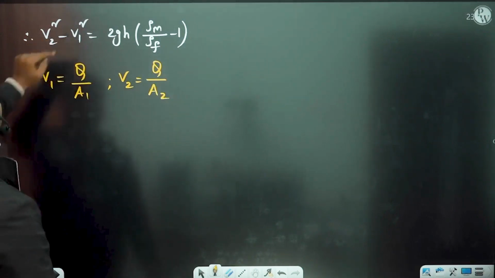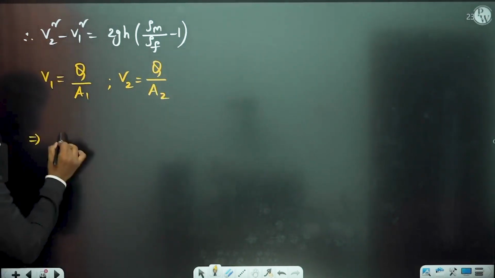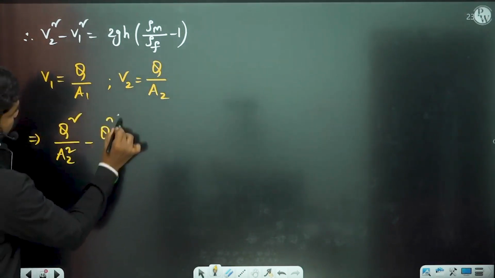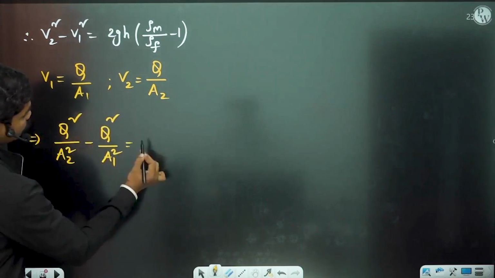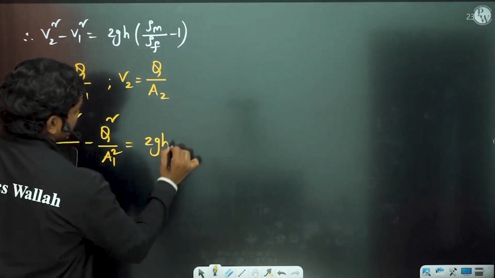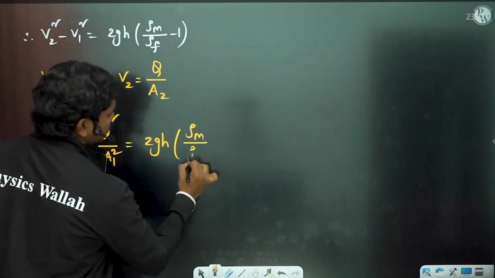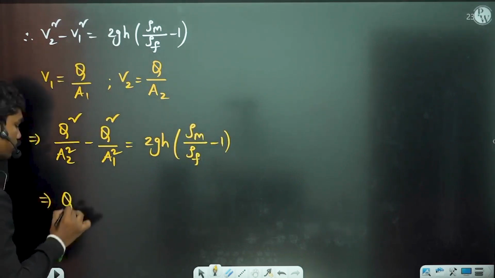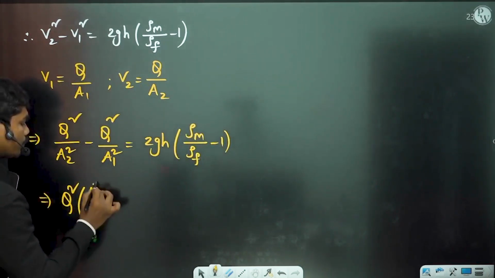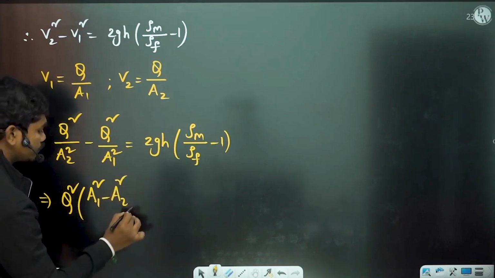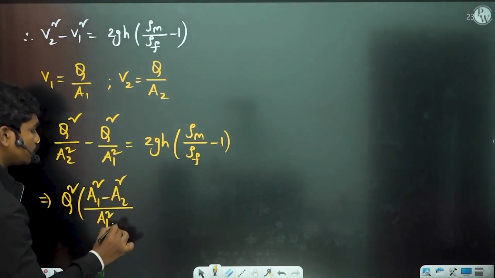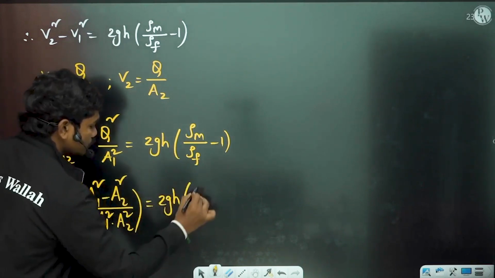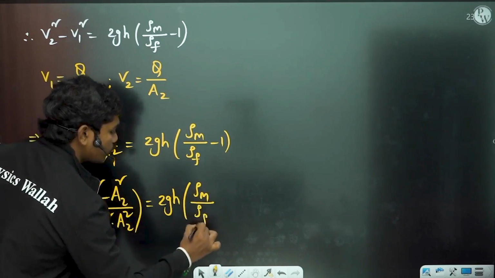So now if we substitute these expressions here, we get q square by A2 square minus q square by A1 square is equal to 2gh times of density of mercury manometric fluid by density of flowing fluid minus 1. So from this expression, if you take q square out and if you take LCM, (A1 square minus A2 square) divided by (A1 square into A2 square) is equal to 2gh times of manometric by flowing fluid minus 1.